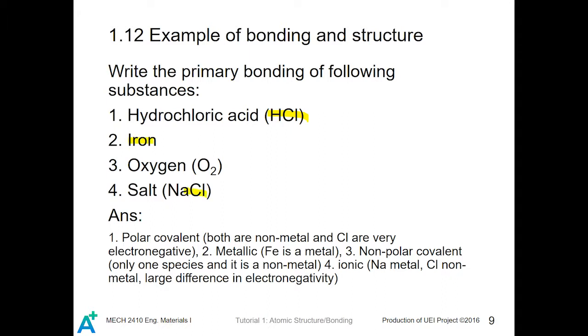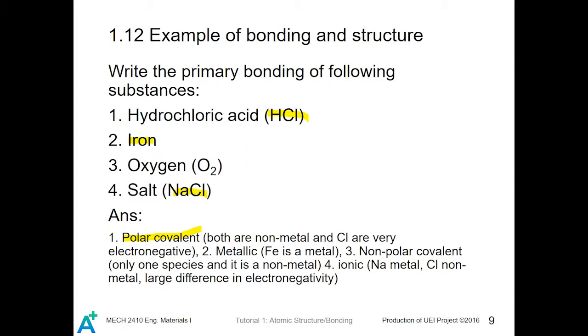For the first one, it is polar covalent because both atoms, hydrogen and chlorine, are non-metals, and chlorine is very electronegative. For iron, it is metallic because iron itself is a metal. For the third one, it is a non-polar covalent bond because it has only one species and it is a non-metal. Oxygen will form a double bond with another oxygen atom. In this way, the bonding itself will be non-polar in nature because they are the same species.